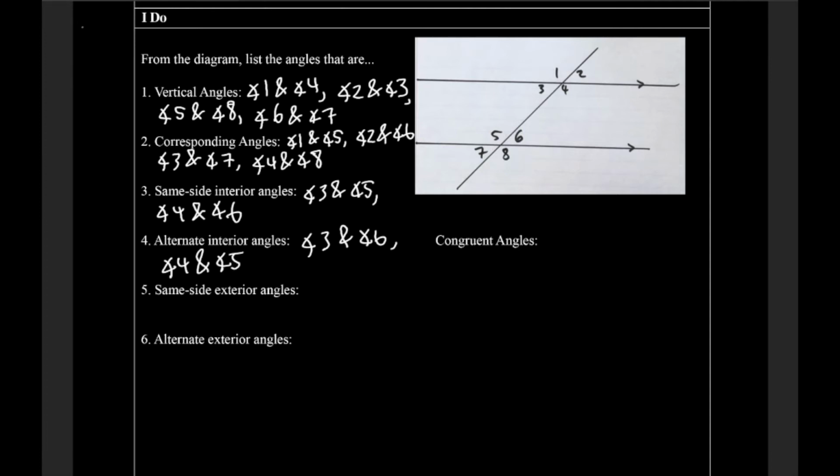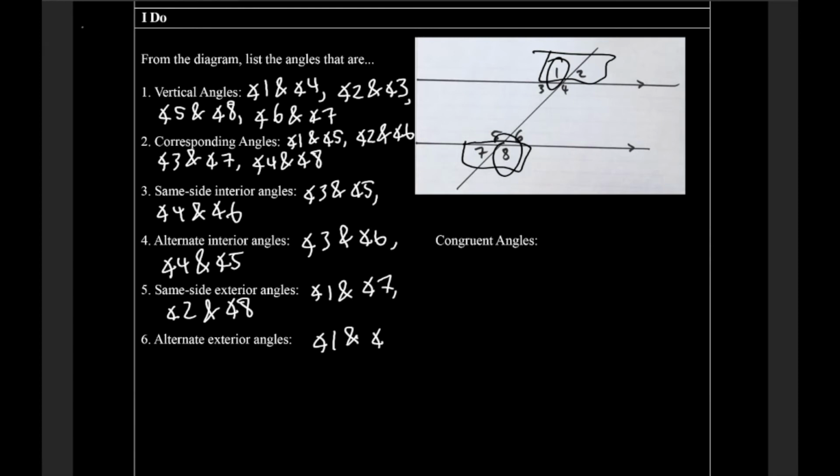Okay, so now let's look at the exterior angles. So we're looking at these 4. Same side. We have 1 and 7. Then we have 2 and 8, on the right hand side. Now alternate. We got 1 and 8. And then we have 2 and 7.